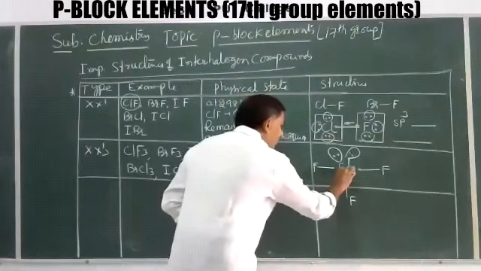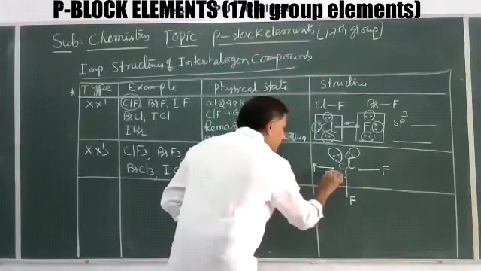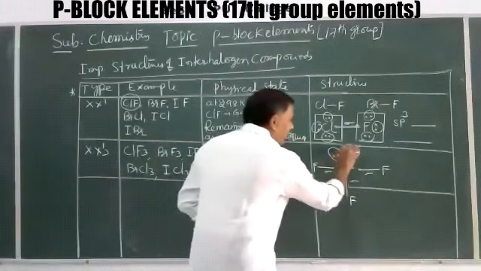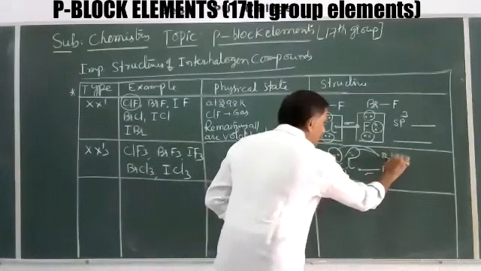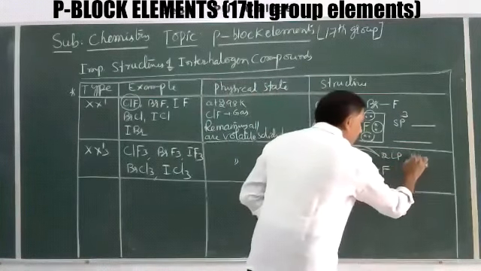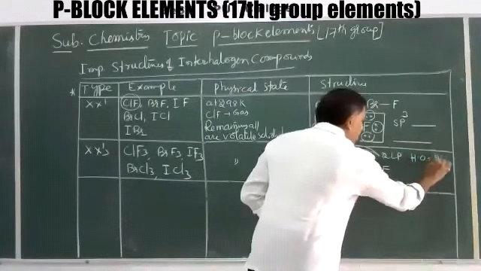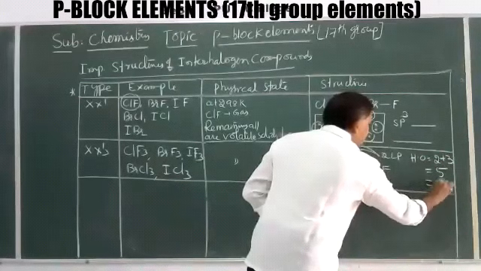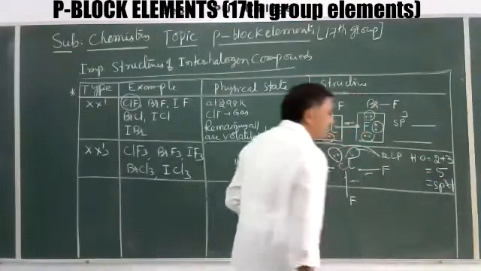Now, between chlorine and fluorine, there are three sigma bonds, and here there are 2 lone pairs. Finally, your hybrid orbitals are 2 plus 3, that is 5, nothing but sp3d.